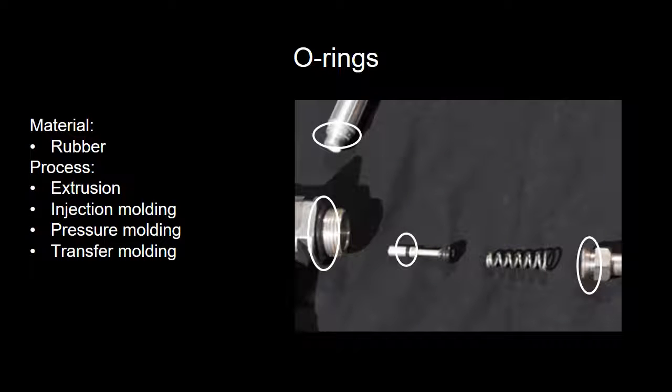Rubber O-rings are used throughout the fire extinguisher to ensure proper sealing between the various interfaces. Due to the lack of markings, it is not possible to know the method used, as O-rings can be made by extrusion, injection molding, pressure molding, or transfer molding.